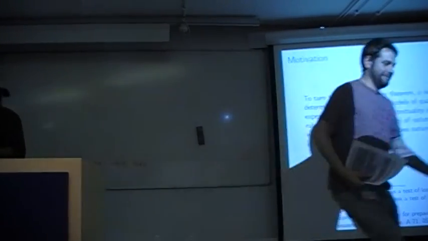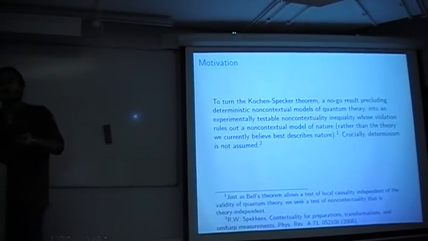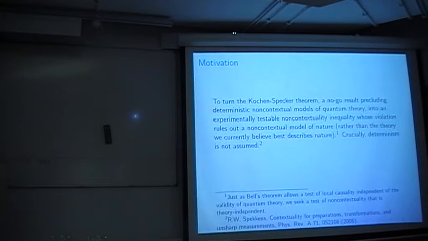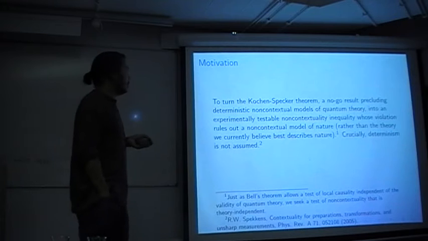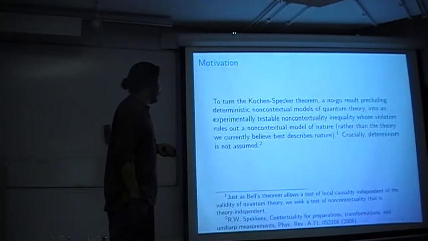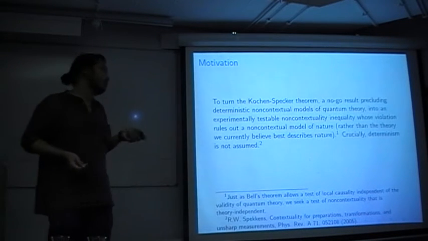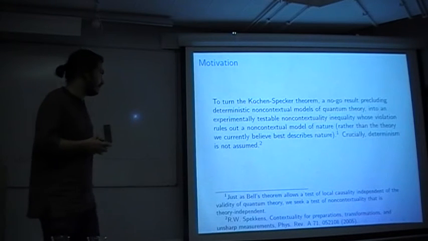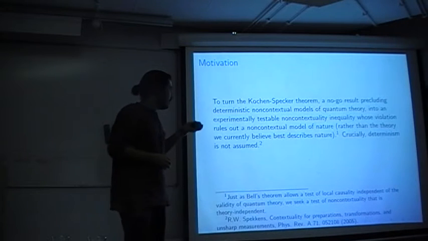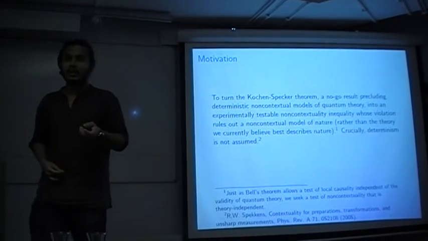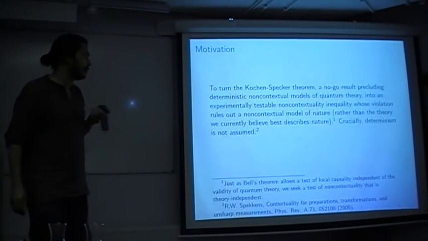Okay, so I'm going to talk about the Kochen-Specker theorem, and I presume it's very well known to people out here. The motivation for this talk is some work I did with Rob, about how to turn the Kochen-Specker theorem, which precludes non-contextual deterministic models of quantum theory, into an experimentally testable inequality, whose violation can say something about whether a non-contextual model of nature is possible, rather than the theory that we currently believe best describes nature. And of course, the motivation here is to take the Kochen-Specker theorem as close as possible to Bell's theorem in terms of experimental testability.